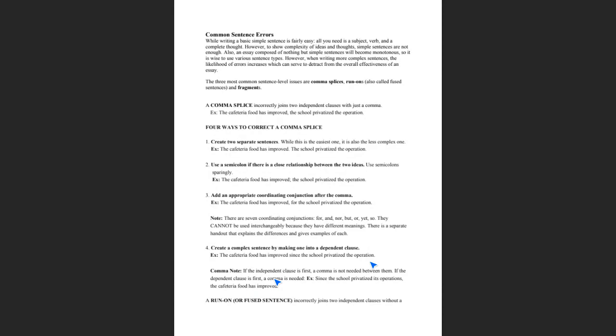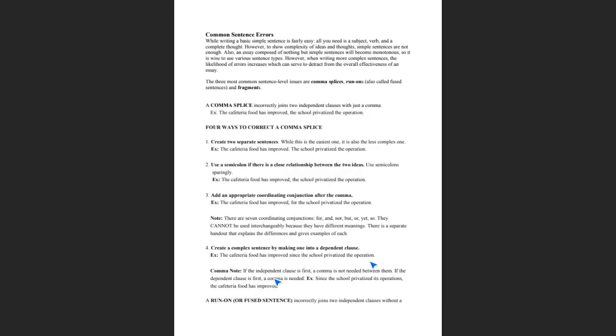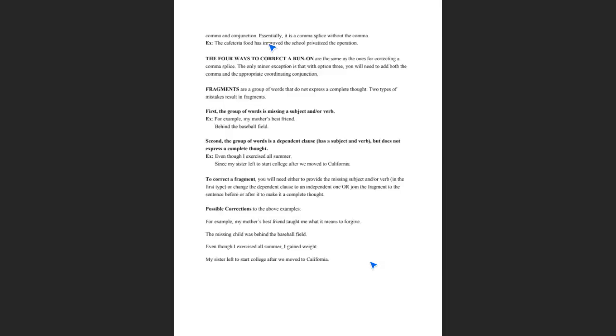The next grammatical mistake is called a run-on sentence. A run-on sentence is just like a comma splice. The only difference is that with a run-on sentence, there is no punctuation mark at all between the two sentences. So look at this one. It's the same example from before.